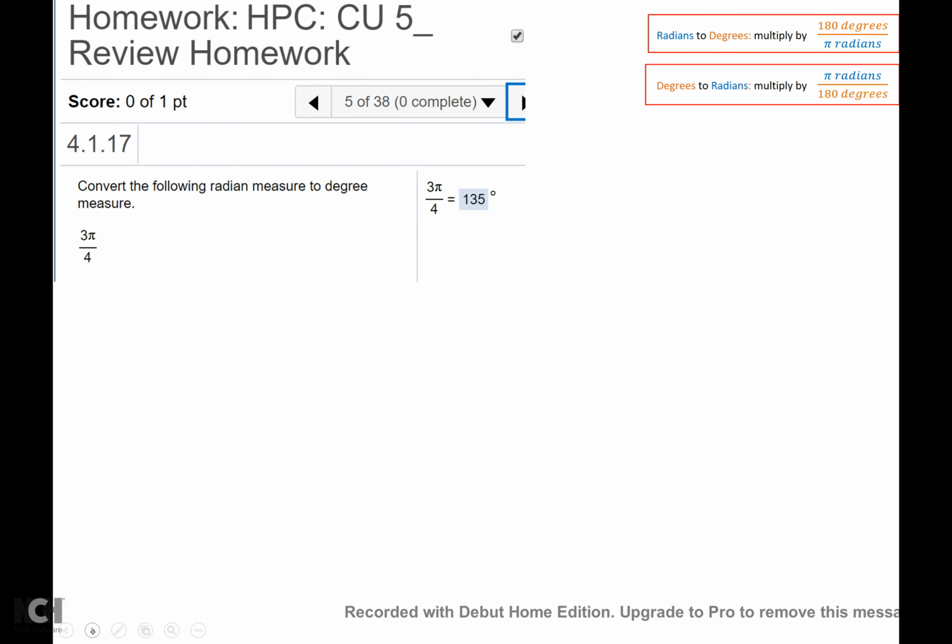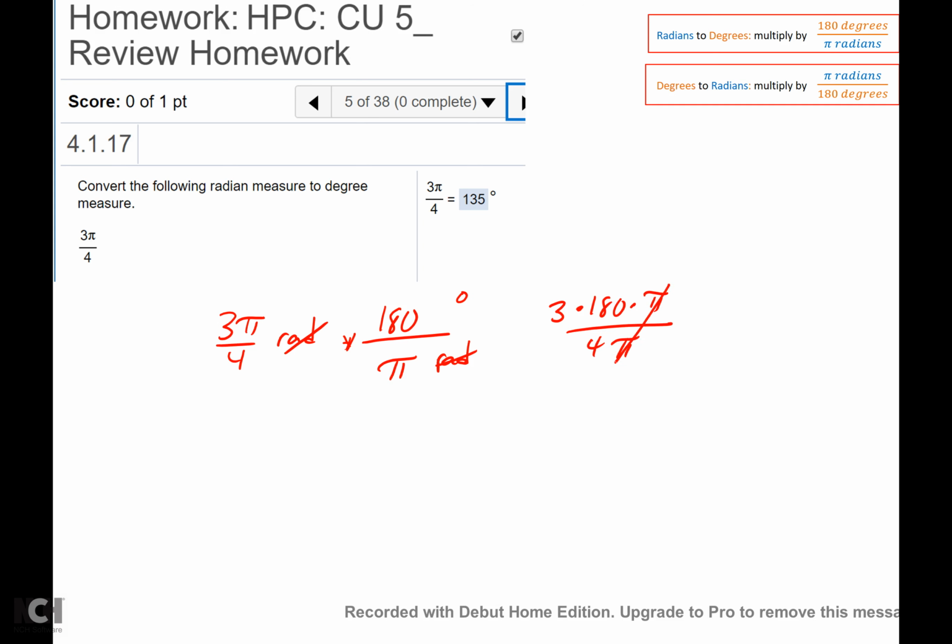All right, this one, now we're going from radian to degree. So we have 3 pi over 4 radians. If I want radians to go away, I put them on bottom, degrees on top. There are pi radians in 180 degrees. Radians cancel. So I have 3 times 180 times pi over 4 pi on the bottom. The pi's cancel. So I have 3 times 180 divided by 4, and I get 135 degrees.